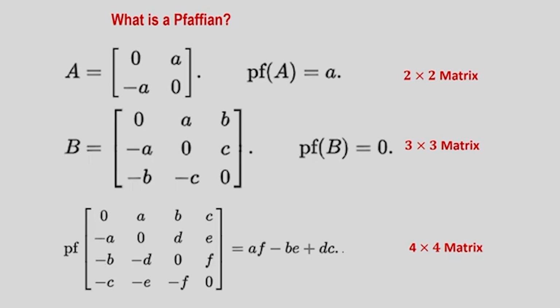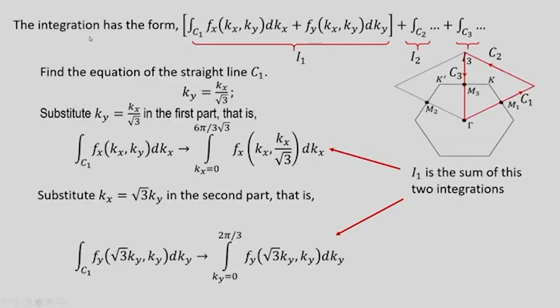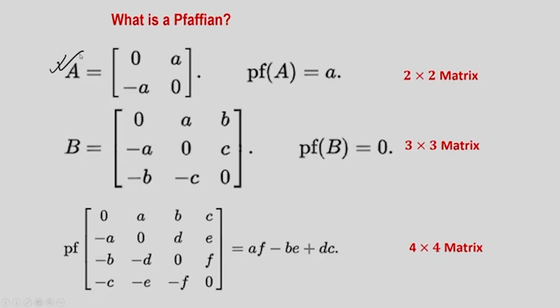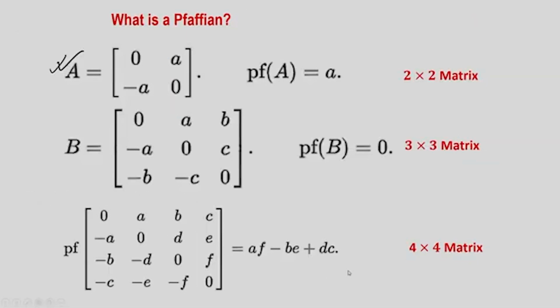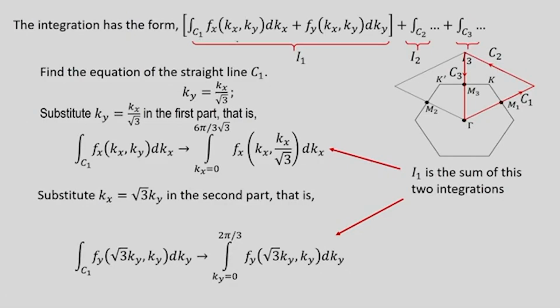But of course, we are interested only in the Pfaffian of a 2 by 2 matrix. So, we need to do this integral, fx(kx, ky) dkx and fy(kx, ky) dky and so on, over this C1, and then C2 and then C3. Along C1 and then C2, and along C3, the same kind of integrals will be there.